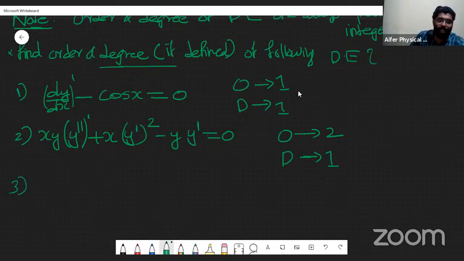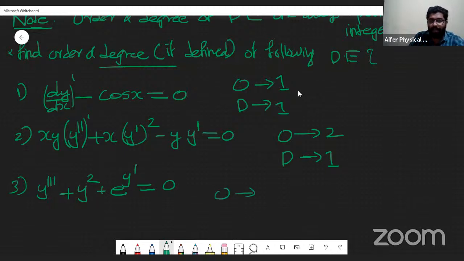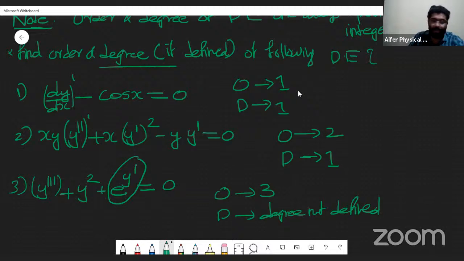Okay. So next example, y triple prime, y triple dash, and y square plus e to the power y prime equal to 0. Of course, if you look at the differential equation, the highest order is y triple prime, right? So order is just 3. Is degree defined here? No, because the differential equation should be a polynomial in derivative. If you look at the derivative terms, this is not a polynomial in derivative because of the presence of this term. So in this case, degree is not defined. We cannot define the degree in this case. Okay.